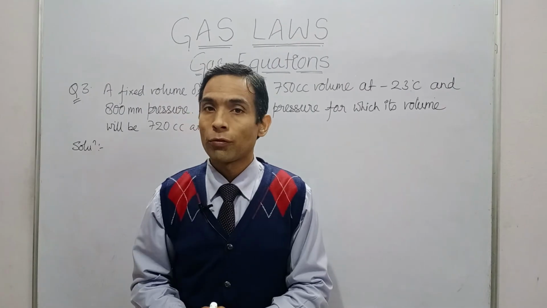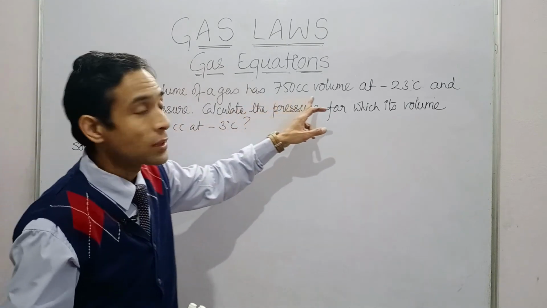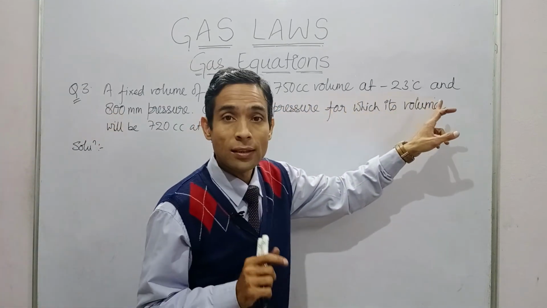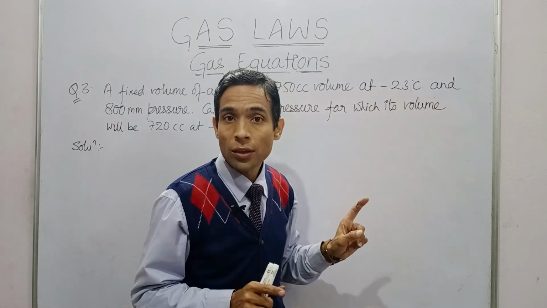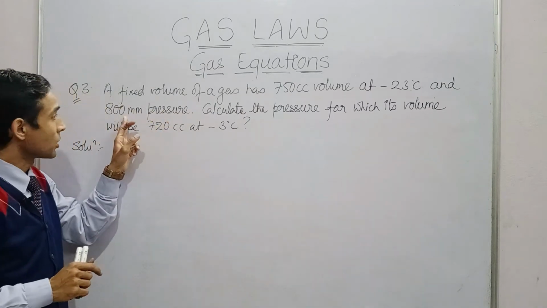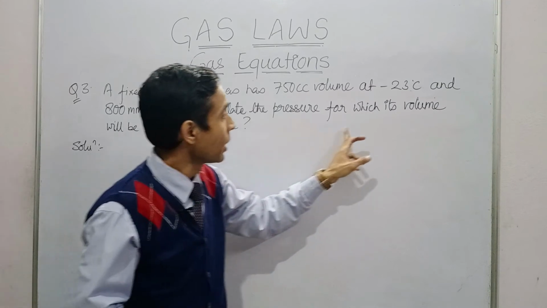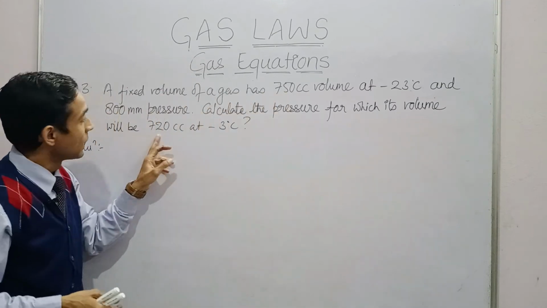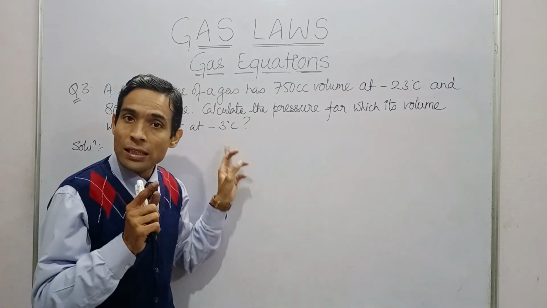Our last numerical of the gas equation is a fixed volume of gas has 750 cc of volume at minus 23 degrees centigrade. This is initial volume, this is initial temperature. We will convert this into Kelvin. And 800 mm of pressure, this is initial pressure. Calculate the pressure. We have to find out final pressure, for which the final volume is 720 cc and final temperature is minus 3 degree centigrade.